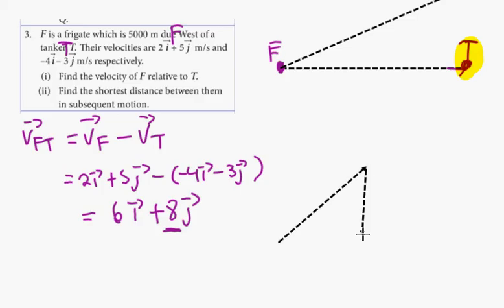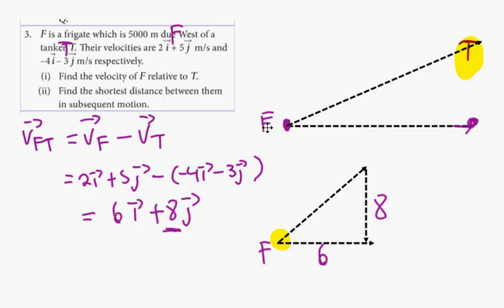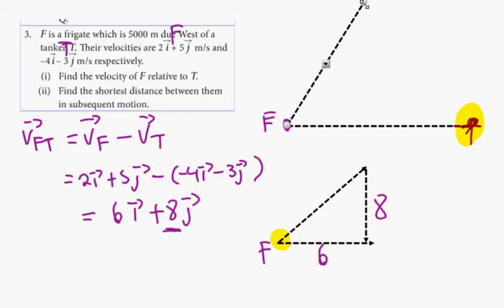So, F is basically going 6 across for every 8 up. So, sorry lads, realistically, this diagram should have been a bit more, would you agree, a bit more this way? Yeah?